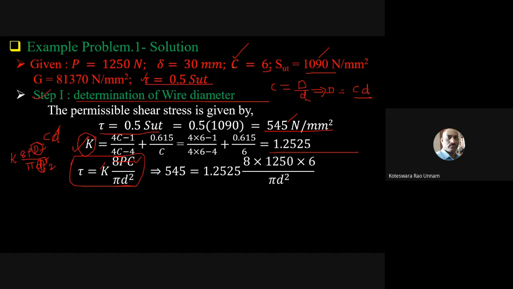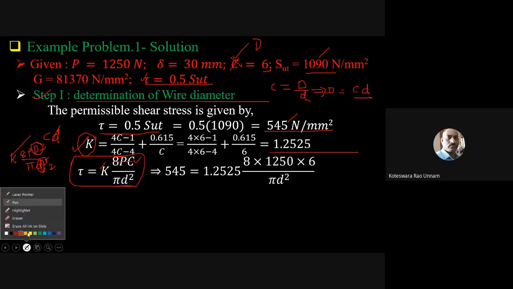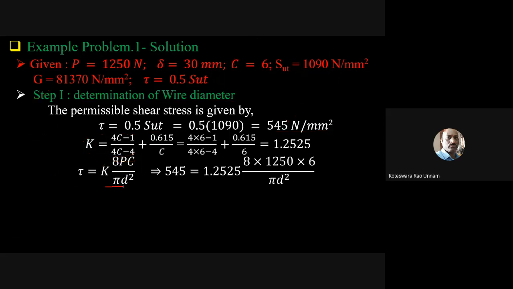Maybe sometimes instead of giving the C value, if he has given capital D, then we'll use the other formula. So depending upon the given data in the problem, we make a choice of the formula, whether in terms of C or in terms of capital D. For this particular problem, since he has given C, I'll write the formula for tau in terms of C only. So this is the formula. In that, tau is the allowable shear stress computed as 545, and I substituted that 545.